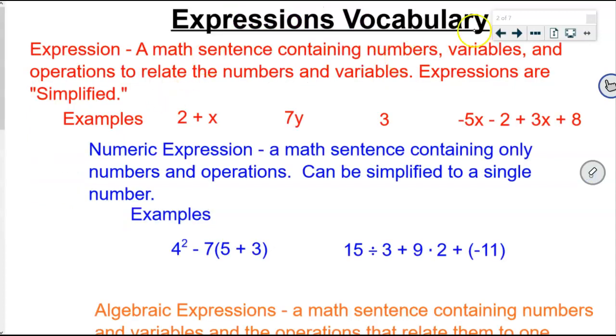What is an expression? An expression is a math sentence. No, it's not. That contains numbers, variables, and operations. Operations, first thing you need to understand, operations are just addition, multiplication, subtraction, division, right? So if I have numbers and variables, how are they related? With addition, or with multiplication, or with subtraction. I don't have any examples that include division, but that could be there as well as many other operations. So what is an expression?